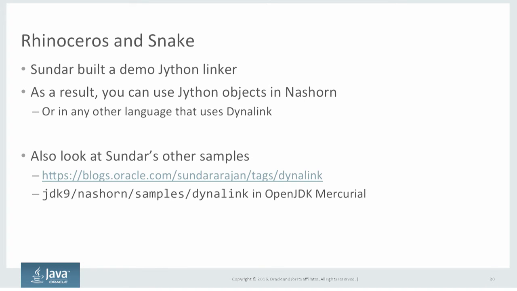So I promised to take a look at a somewhat larger scale example, and that is a Jython linker built by Sundar. You should look at everything on Sundar's blog because he keeps generating goodness. Just go look at the stuff he publishes. It's always good. Now we're going to look at the Jython example.